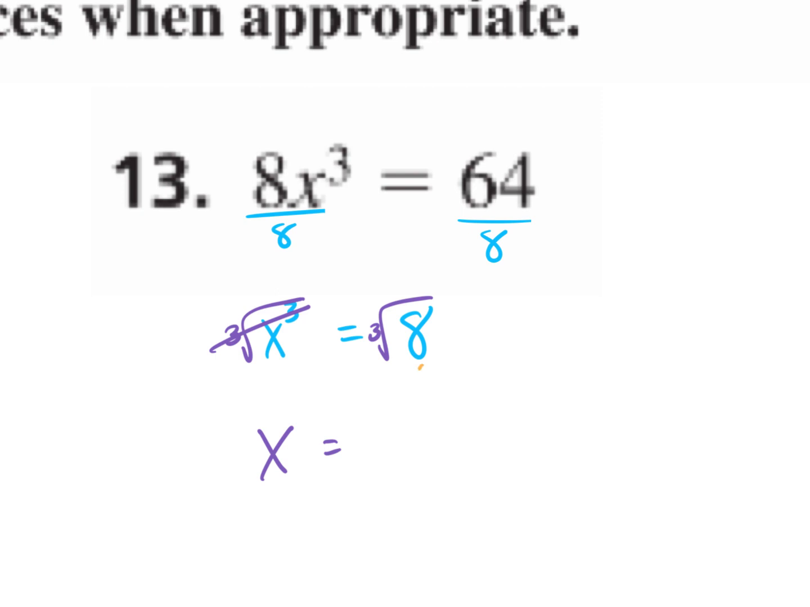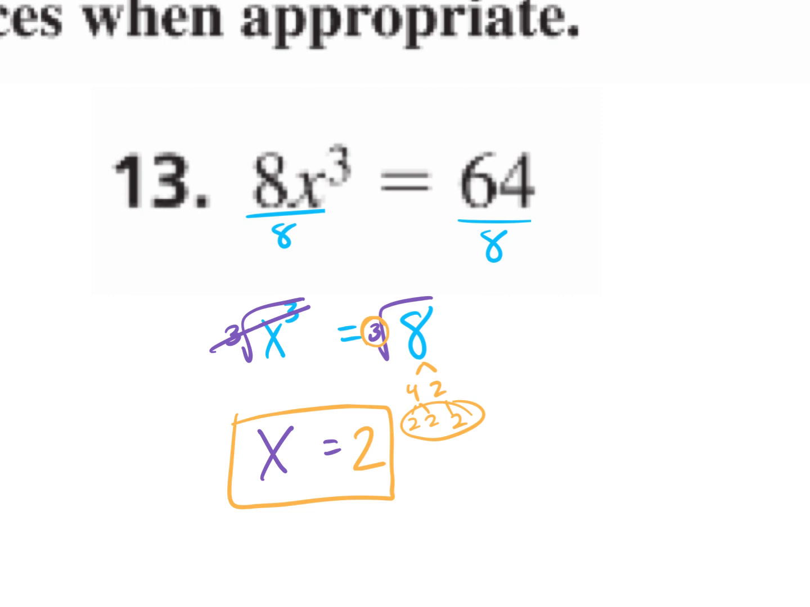And let's see if we can break down the cubed root of 8. What are two factors of 8? 4 and 2, and two factors of 4? 2 and 2. I circle how many of a kind here? 3. So what's the cubed root of 8? 2. Perfect. So x is equal to 2.